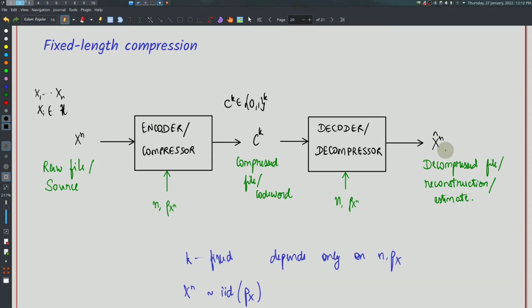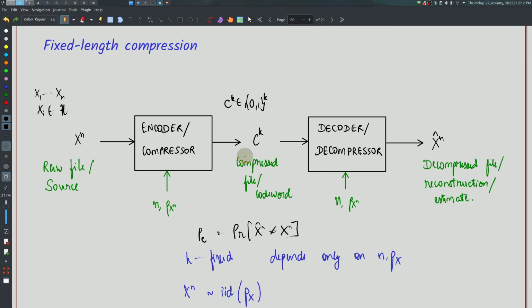We don't demand that xn hat should be equal to xn all the time. We're happy if almost all the time xn hat is equal to xn. So that is measured using the probability of error, which I'll call P subscript E, which is the probability that xn hat is not equal to xn.